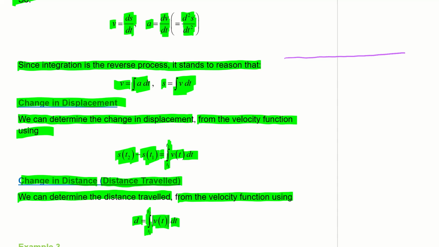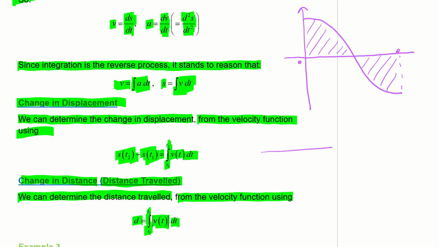If we think about a velocity time graph, let's say it goes like this, you get change in displacement because we know areas above would be positive, areas below would be negative. So if we just do the integral from here to here, these areas would cancel, and that gives us displacement. It's a bit like going that way and then going that way.